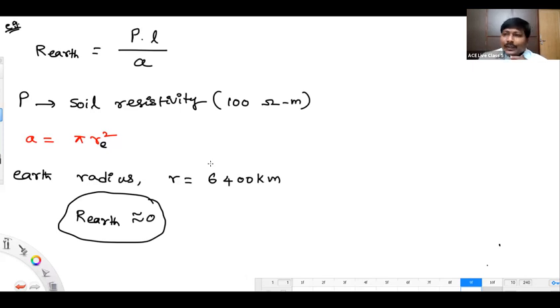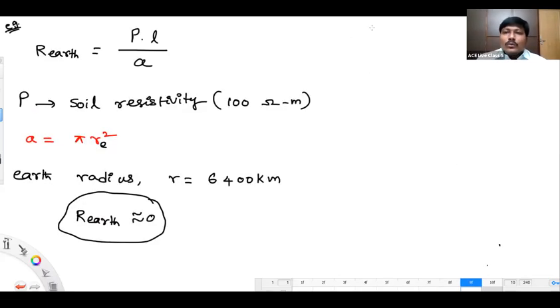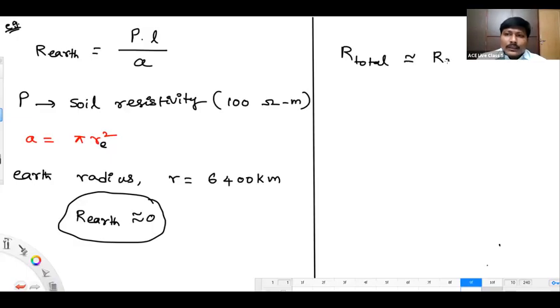Let me continue. So earth resistance is a very low value. That's why we can say this total resistance might be equal to conductor A resistance itself. So I can say total resistance R total is approximately equal to conductor A resistance itself.